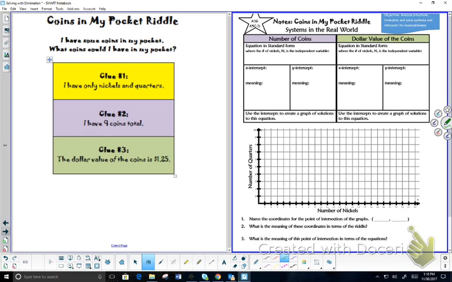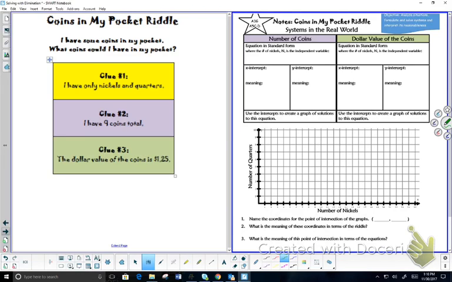Okay, looking at coins in my pocket. Let me give you a heads up. You see this? It's going to look just like that on the test. So you might want to pay attention. What are we putting in each box? It's going to look just like that, just different numbers.